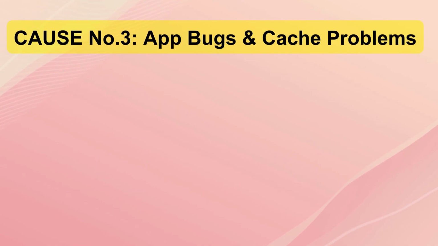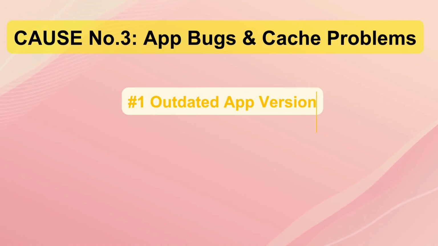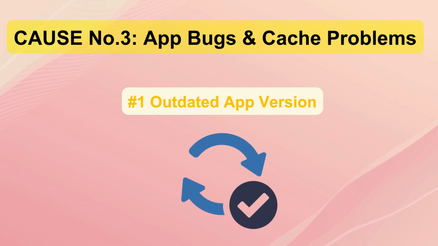Cause number 3, app bugs and cache problems. Outdated app version. An old version of the Netflix app can have download bugs that have already been patched. You can check the App Store or Google Play for updates, install them, restart the app, and try again.